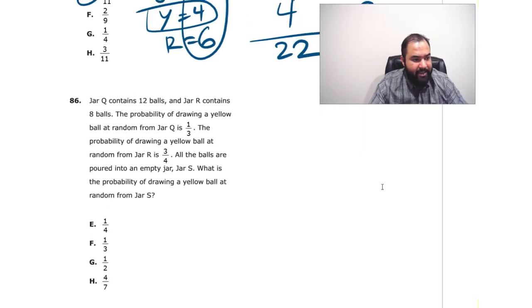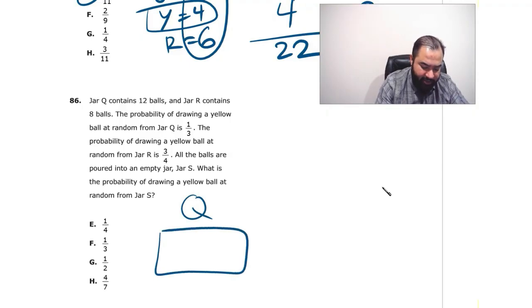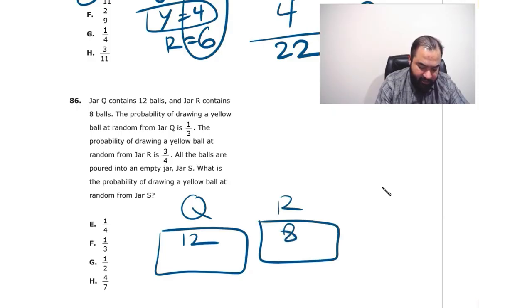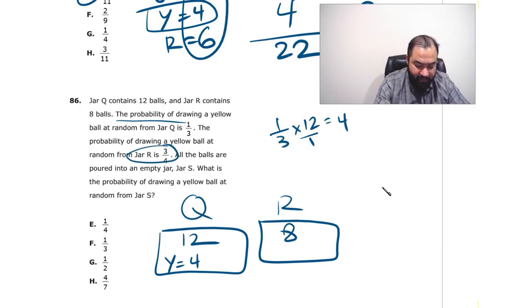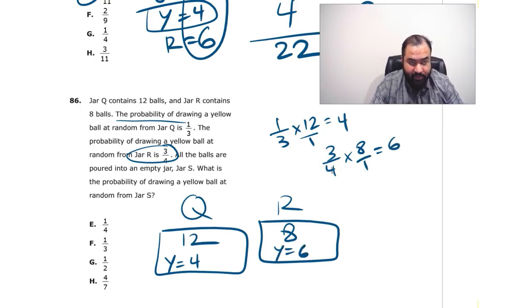Alright, now number 86. It says jar Q has 12 balls in it, total 12, and jar R contains 8 balls. The probability of drawing a yellow ball at random from jar Q is 1/3. So 1/3 times 12, that's 12/3, that's 4. So I have 4 yellow. And the probability of drawing a yellow from jar R is 3/4. So R has 8, so 3/4 times 8 is 24 divided by 4, which is 6. So yellow is 6 here. What I did was just multiply the fraction with the number.